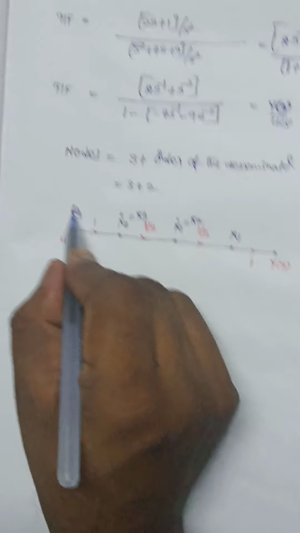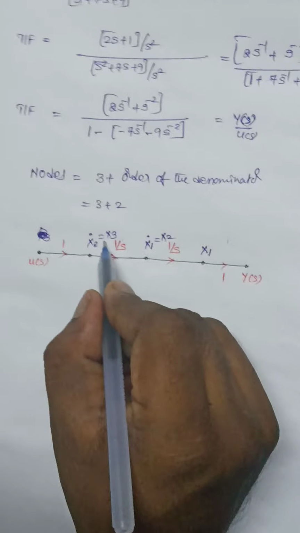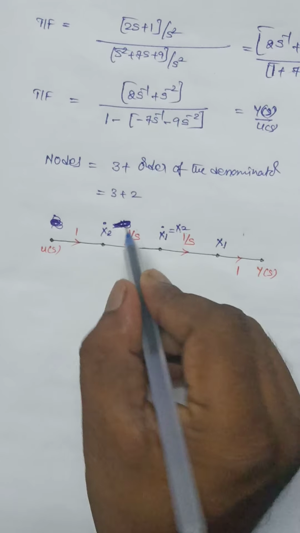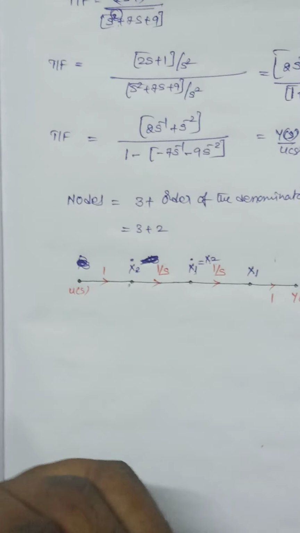Sorry. How many state variables are there? Here only two state variables are there. That is x2 dot. There is no x3 dot here. Why? Because only two state variables will be there. So x1 dot and x2 dot here.